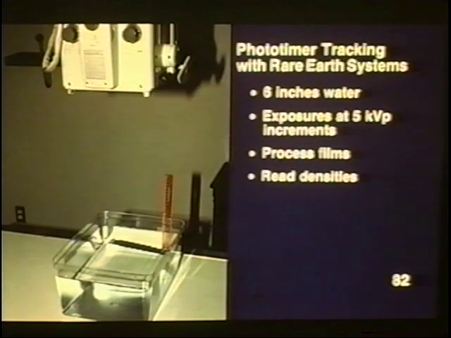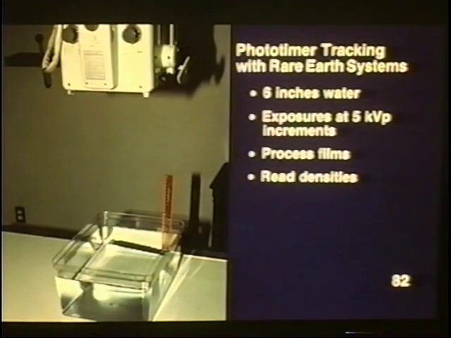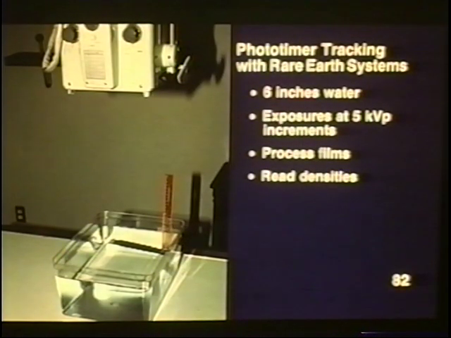Film screen systems are used. If a unit does not track efficiently, the result will be erratic film densities and changes in the kilovoltage. With slight modifications, the previous test for accuracy of the density control can be used to determine if a particular radiographic unit can be utilized in the automatic exposure mode with a rare earth system.